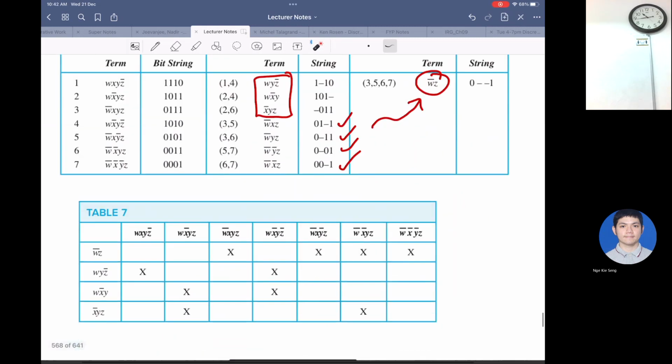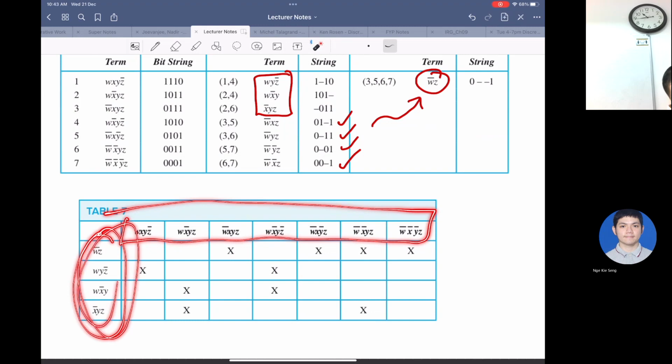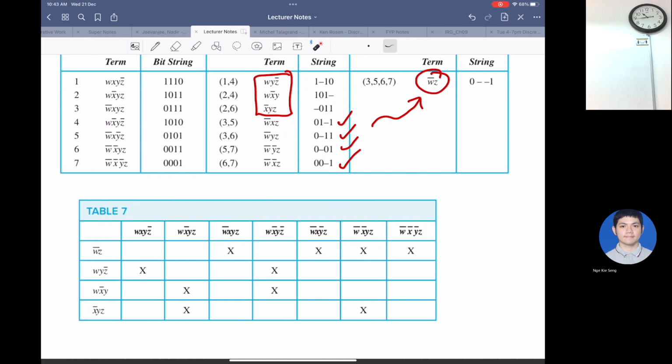Okay, and then take these 4 minterms and put a cross if the minterms of the original function contain the simplified minterms here. For example, you see which minterm contains w bar z. You can see that only this one contains w bar z, so this doesn't contain w bar z. And similarly, you do for w y z bar. So w y z bar contains the minterm here, but it's not in here because here is z.